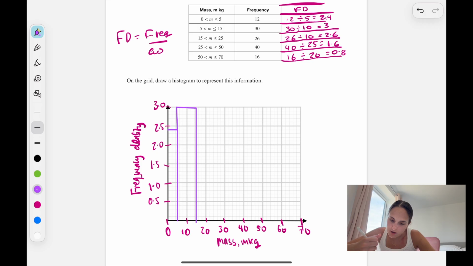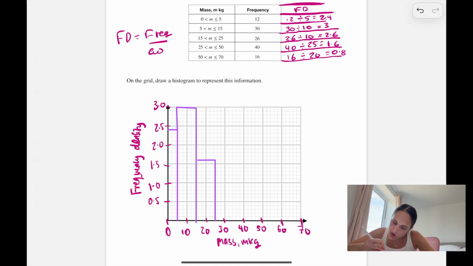The next one we're going to go from 15 to 25, so 25's over here, and we're going to go up to 1.6, which is here, and then we're going to go across. The next one, 25 to 50, so we're going to go up to, sorry, the previous one, we should have gone up to 2.6, so 2.6 is up here.